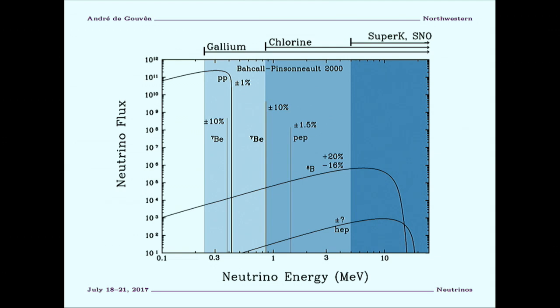Finally, at around the same time that the gallium experiments were coming on, we had these really big water tanks that were built underground to look for proton decay. And somebody figured out, hey, we can do solar neutrinos with that. It has a much higher threshold. It works on water, and what you're basically seeing is electron scattering on the electrons in the medium. And you can convince yourself of why that's true.